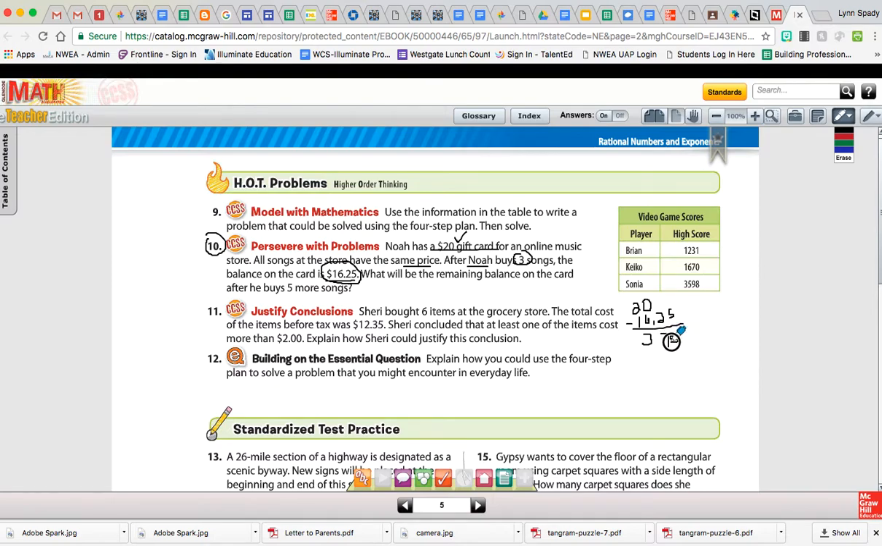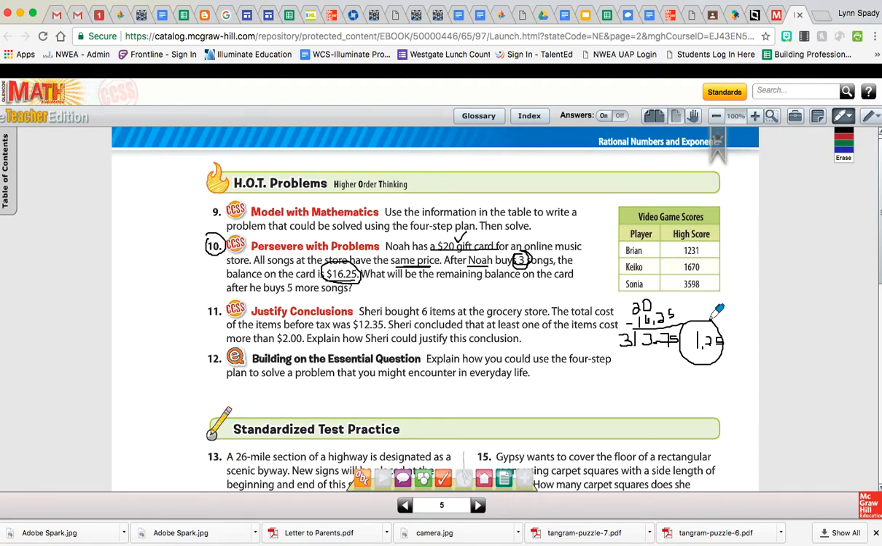$3.75. Okay, so $3.75 is what he paid for 3 songs. And each of those songs have the same price, so I should be able to divide that $3.75 by 3 songs to get $1.25 per song. Okay, now that isn't the answer, that's simply the price of 1 song.